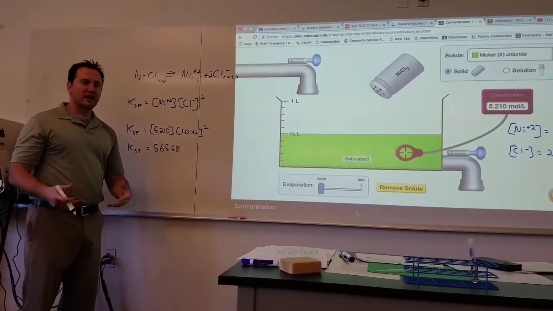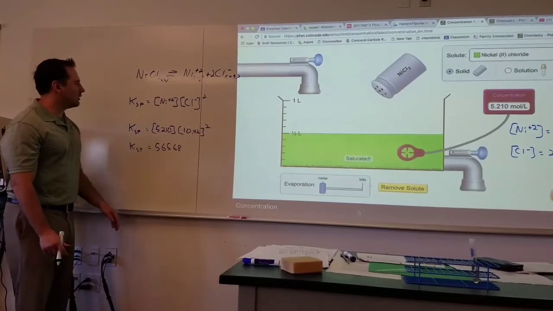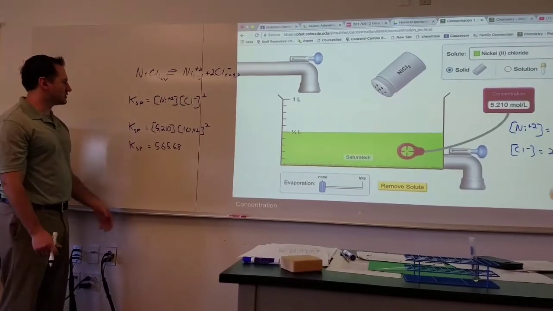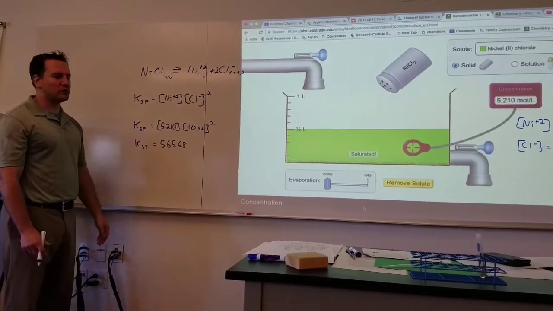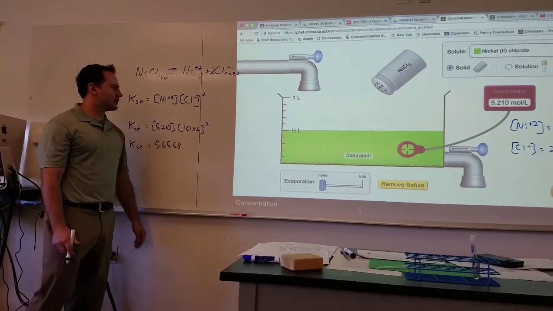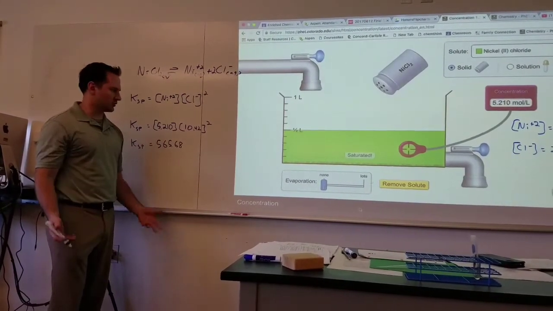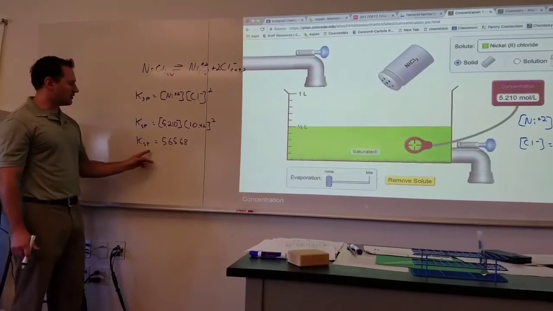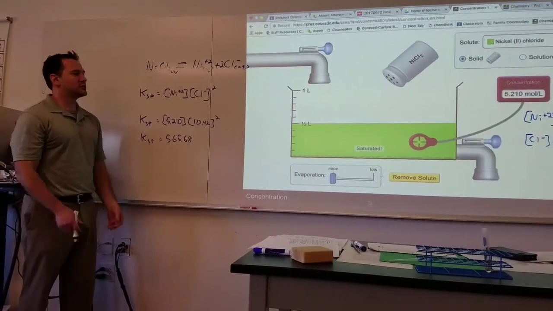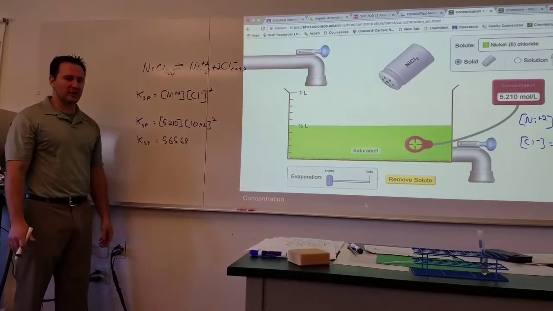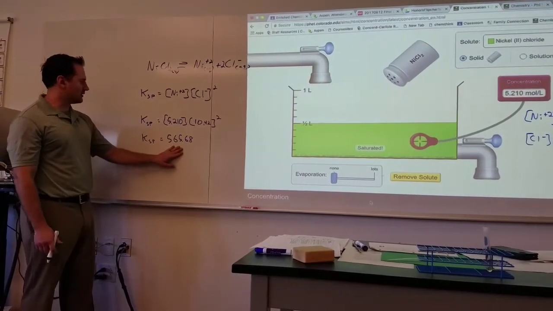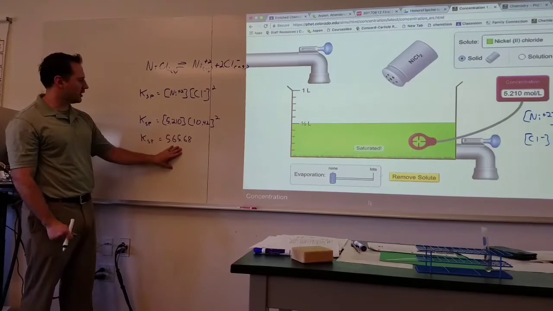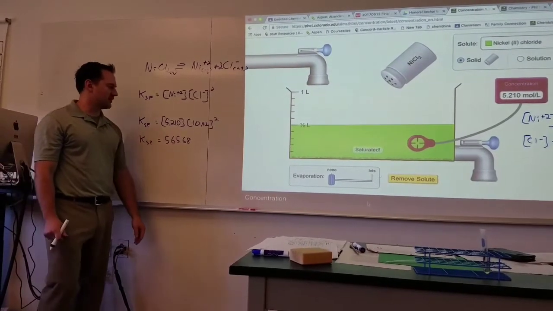So if we're establishing what the Ksp for this would be, all we have to do is plug in our concentrations. So for nickel, it's 5.21 molar, as we had already stated, and for the chloride, it's 10.42 molar, which we already stated. And we have to square that value. And we end up with a very high value for K, which is what you would predict for something that's very soluble. So our K value for this, based off our molarity of what dissolves, is 565.68.